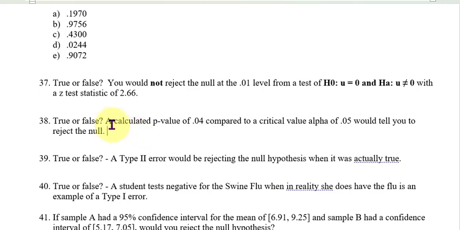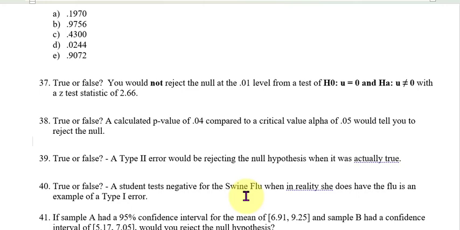All right, next one. True or false? Calculated p-value. Again, I split up the p-values between calculated and critical. Critical means you're going to reject the null. Those are numbers you find in a book. Normally, the critical p-value is always 0.05. It also goes by the name of the critical alpha.